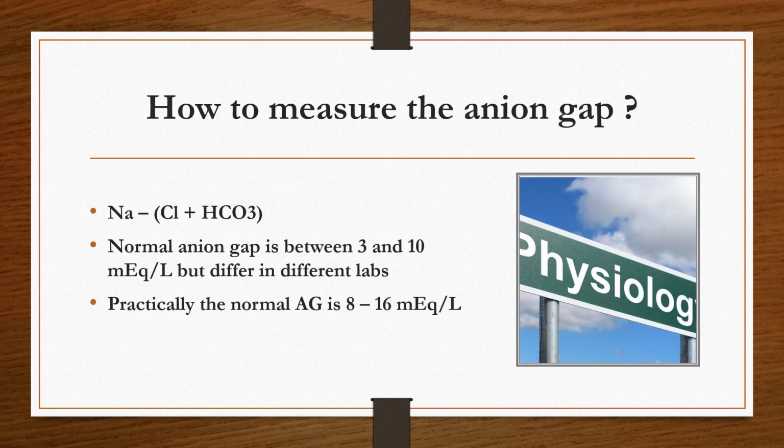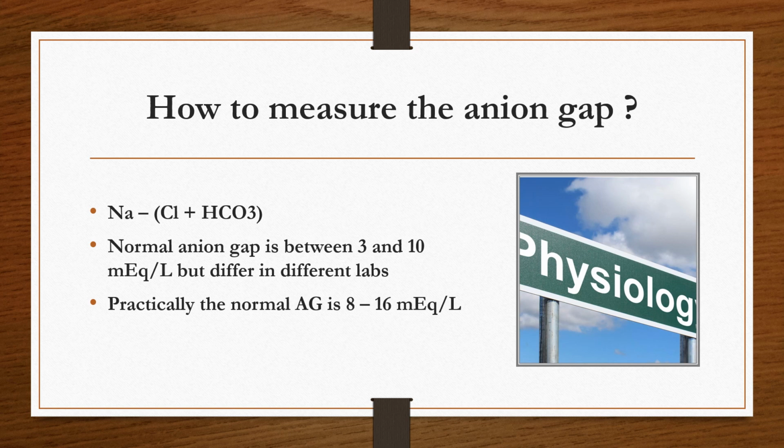How to measure the anion gap? Simply, it is the difference between sodium and the chloride and bicarbonate. So first we measure the chloride and bicarbonate, and we add them together and subtract it from the sodium. Sodium, as you know, normally is 135 to 145 milliequivalent per liter. Chloride normally is 95 to 105. Bicarbonate normally is 22 to 26.